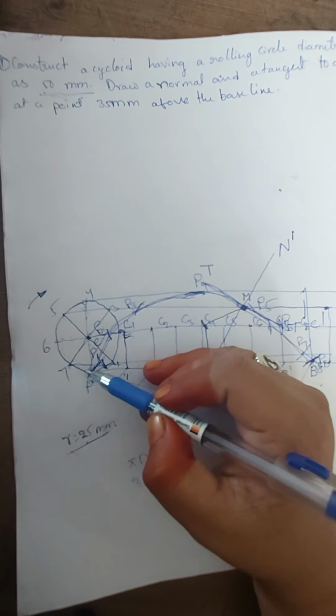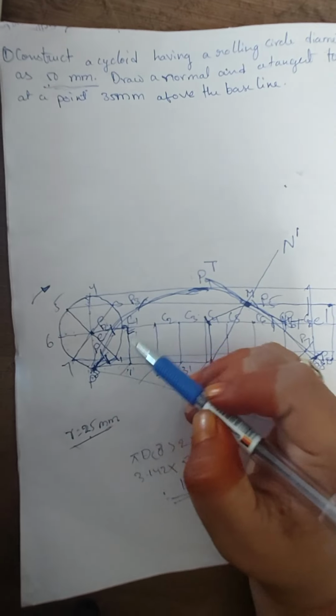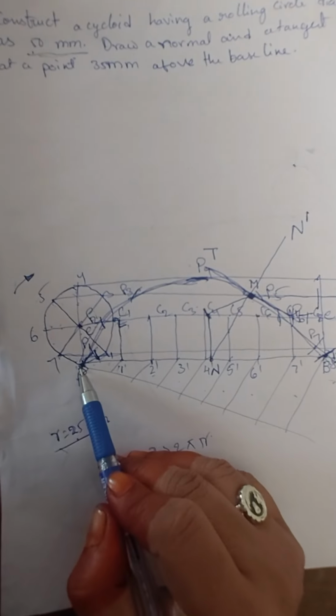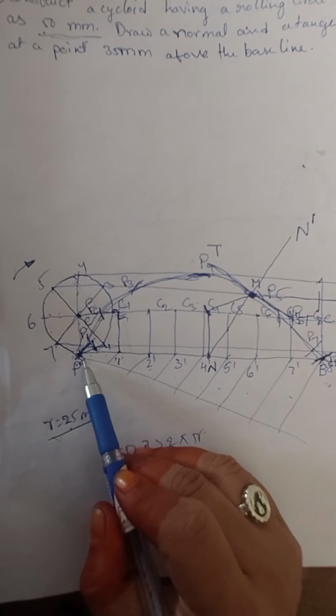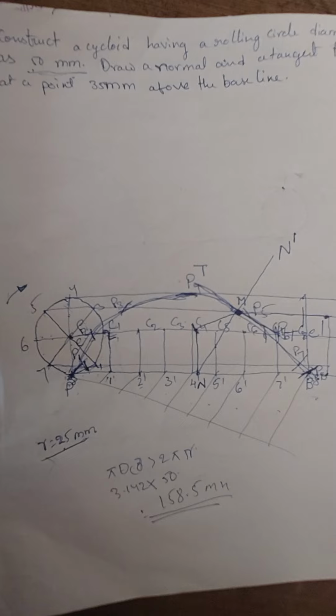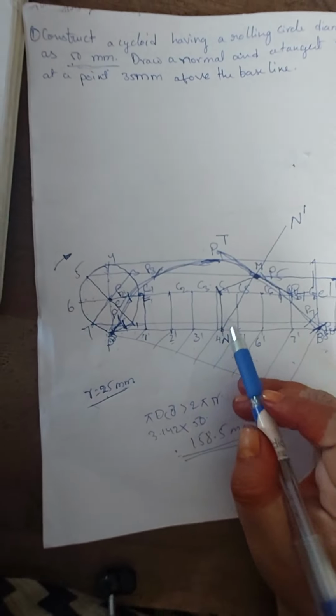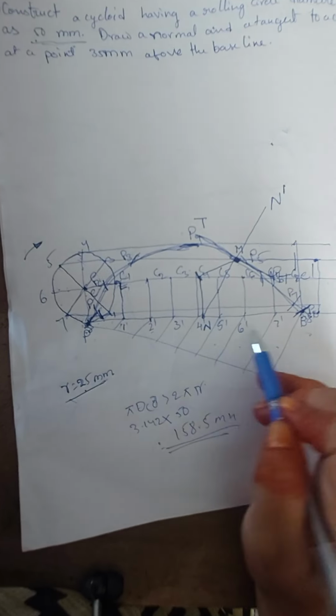So first we have to draw the circle, and then divide the circle into a number of parts, and then take a point on the circumference of the circle as shown in the figure. From point P, draw a horizontal line of length equal to the circumference of the circle, which is considered as the path.